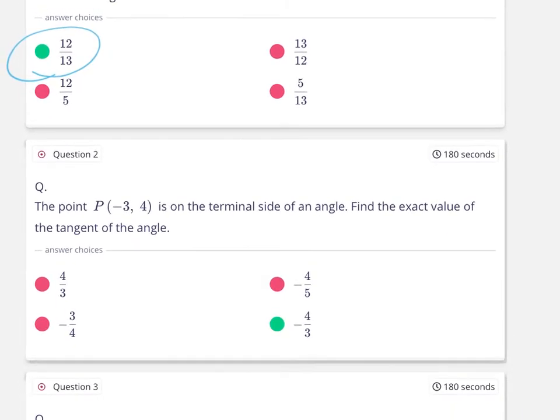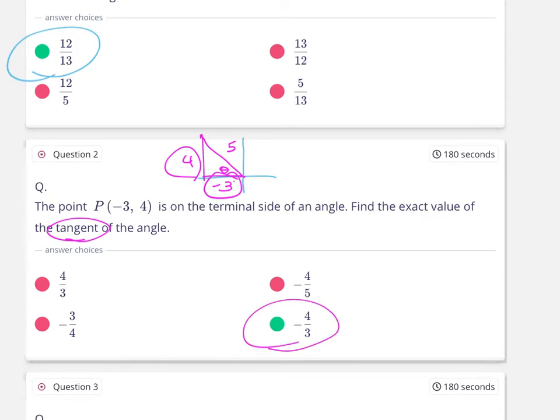Second one, the point (-3, 4). So now we're moving left 3, up 4. The missing side here is again a triple, that's 5. Theta goes here. And you want to find the tangent of the angle. So 4 over negative 3, which we actually didn't even need to find that hypotenuse for.